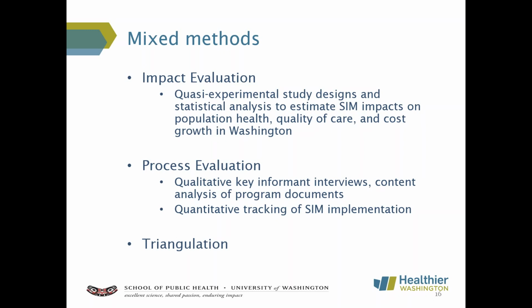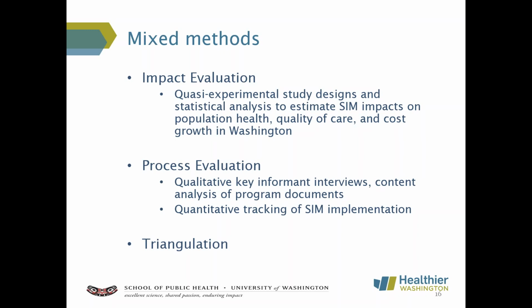So for answering those 3 main questions that I described earlier, we're going to be applying quasi-experimental study design and regression statistical analyses to estimate SIM impact on population health, quality of care, and cost growth in Washington. We're going to combine that with a process evaluation component where we're doing qualitative key informant interviews and content analyses of program documents to learn what's going on in SIM on the ground. Plus, we have a monitoring scheme in place where we're quantitatively tracking SIM implementation, partly through the metrics required by the Center for Medicare and Medicaid Services.